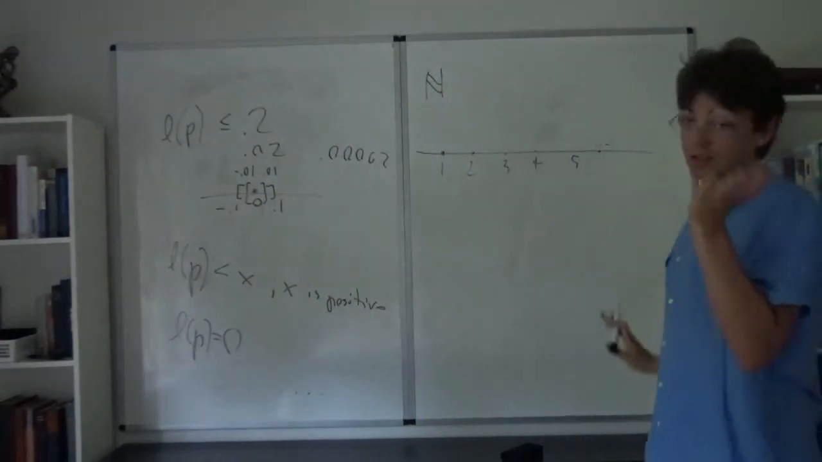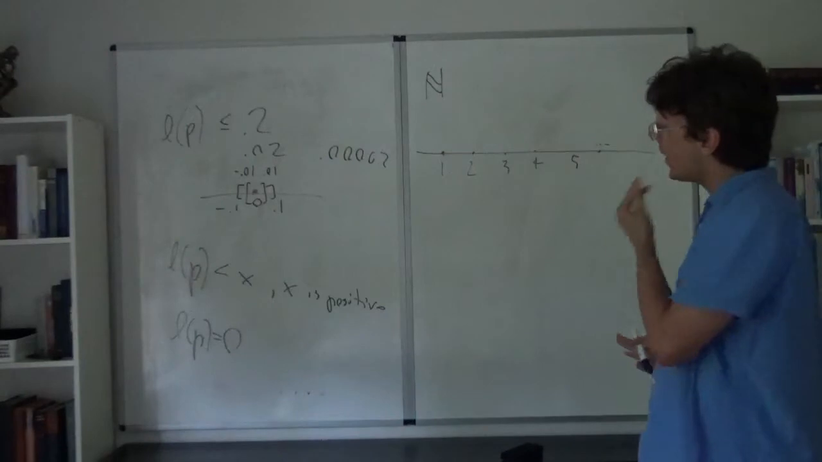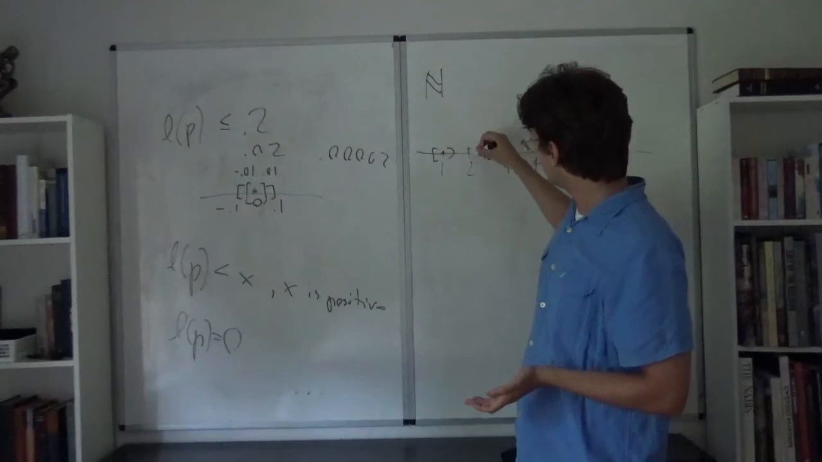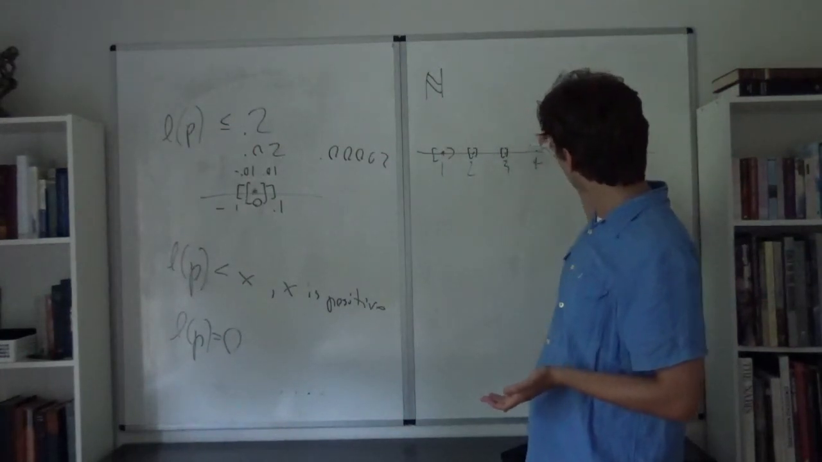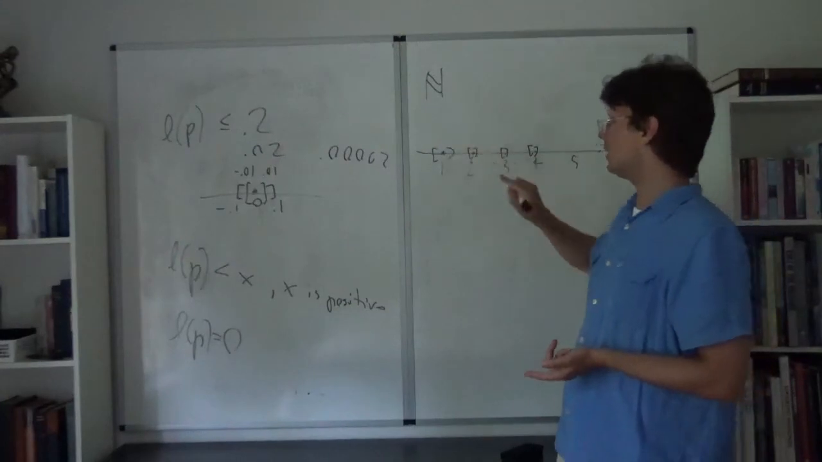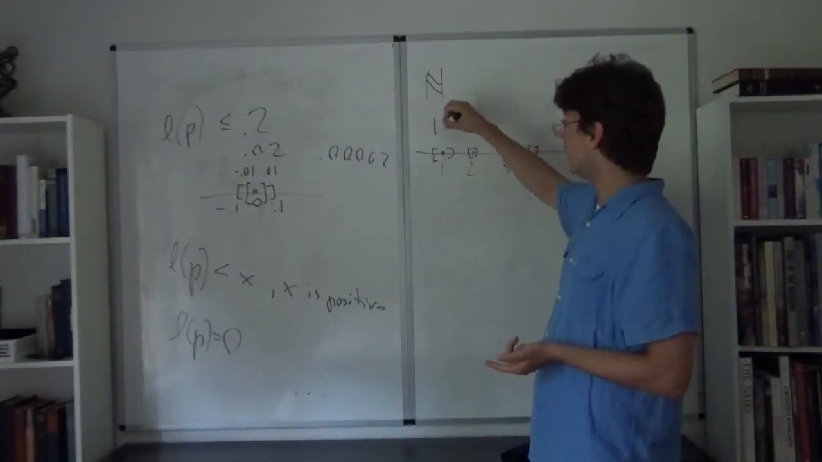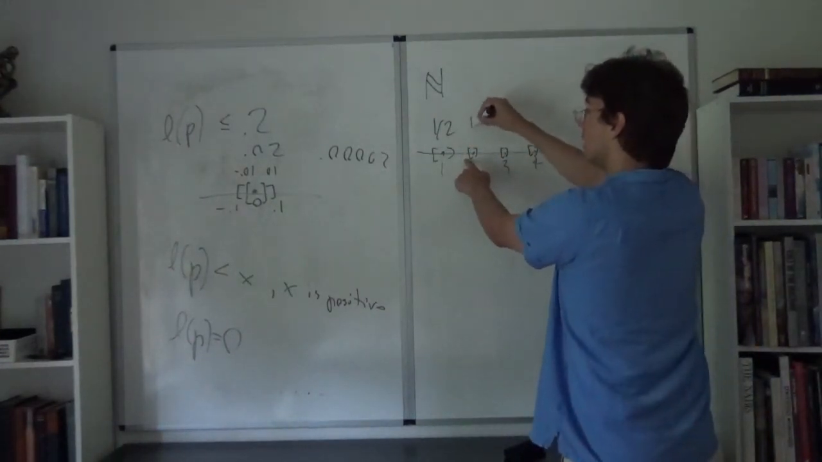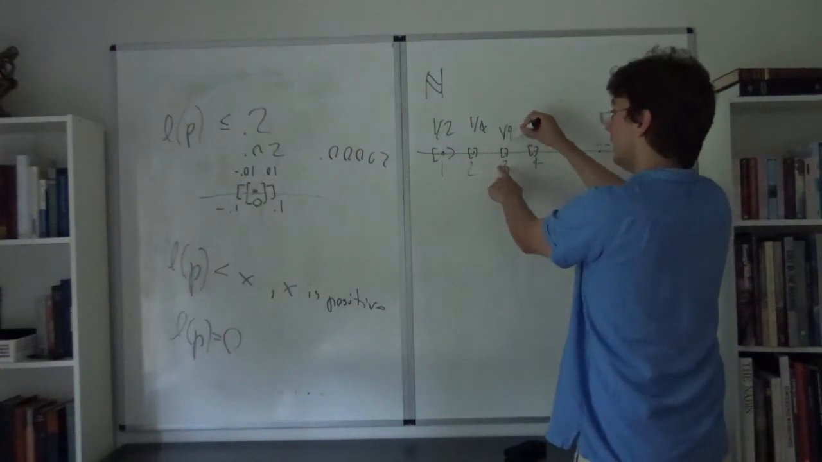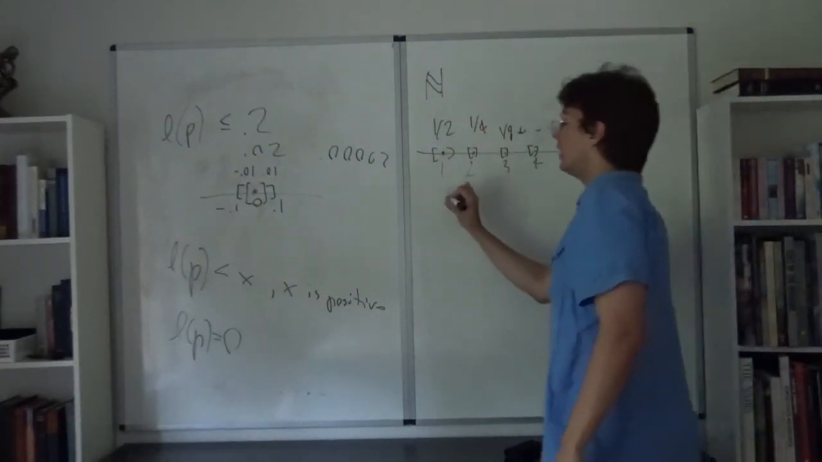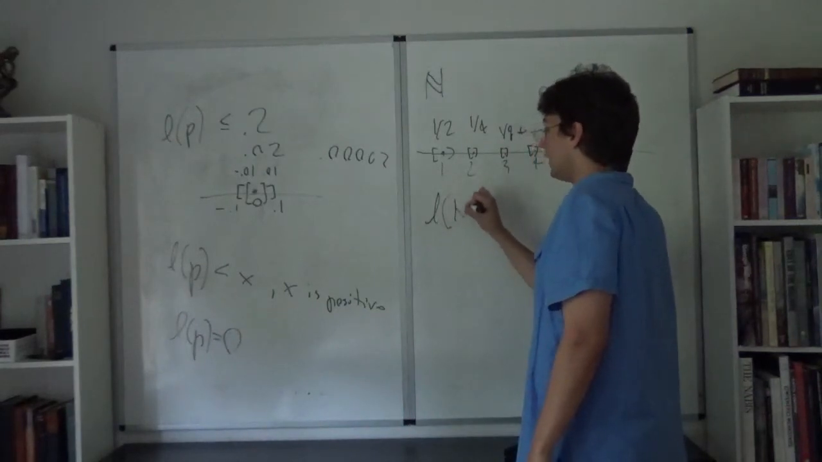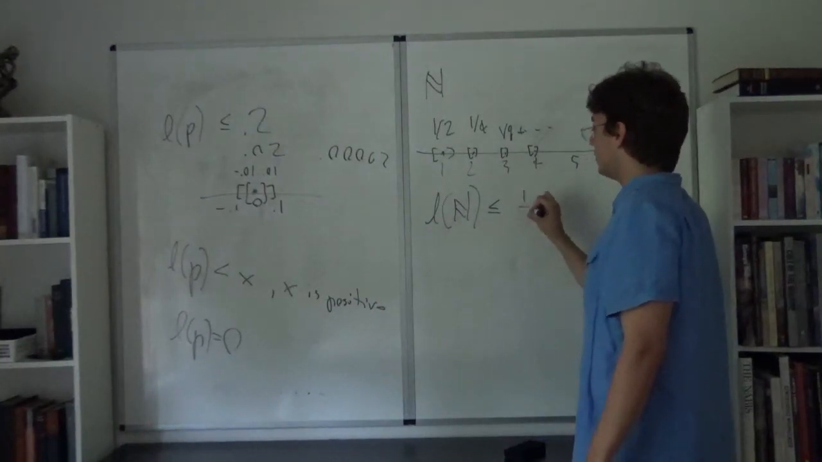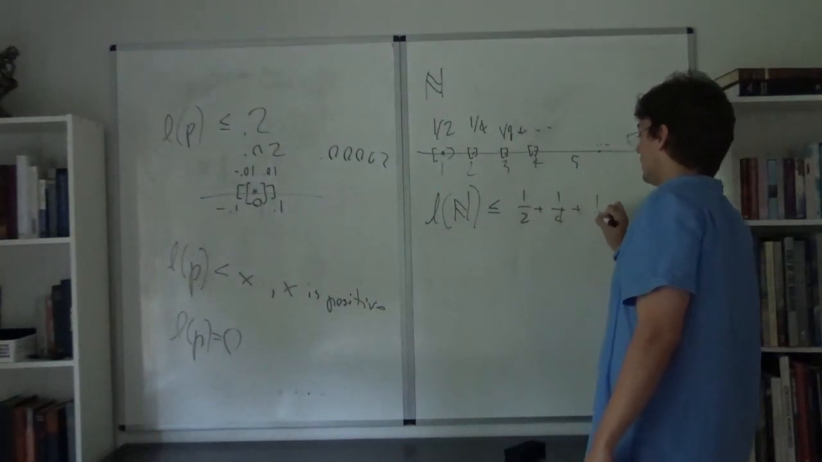Alright, how much area did this guy have? Well, the way I can figure this out is I can take intervals that are getting smaller and smaller. Like that, okay? This interval has a length of 1. Actually, 1/2. This one has a length of 1/4. This one has a length of 1/8. So on and so forth. And I find, oh, the length of the natural numbers is less than or equal to the sum of 1/2 plus 1/4 plus 1/8, so on.